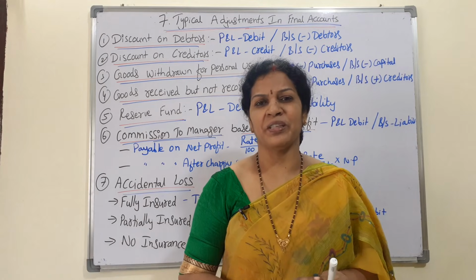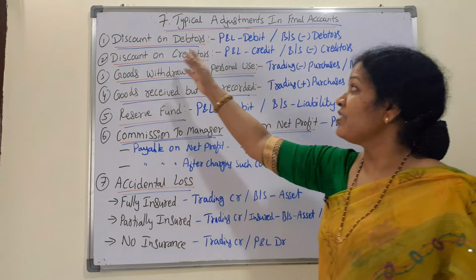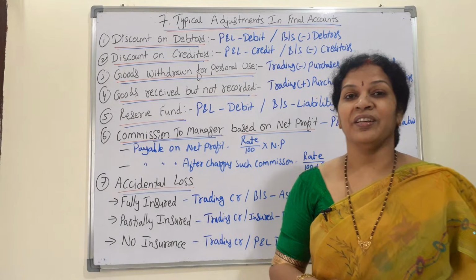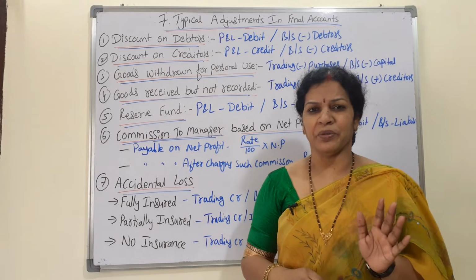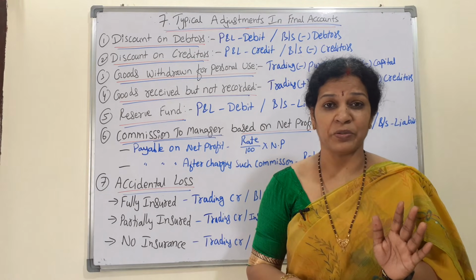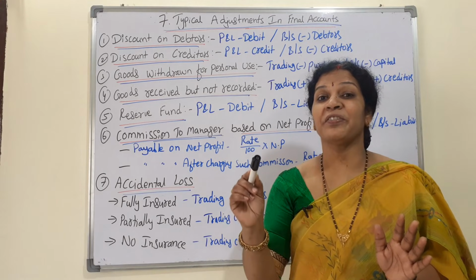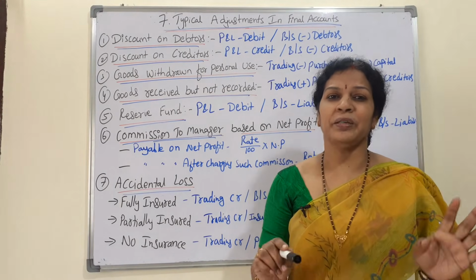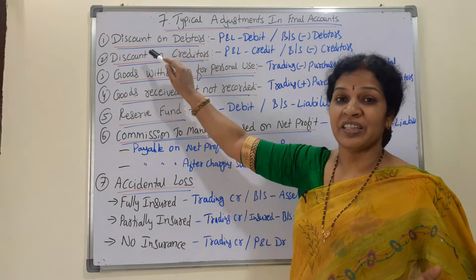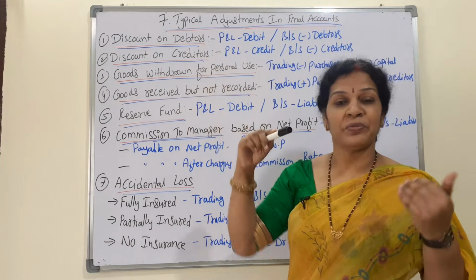Only 7 adjustments I have taken here. The first one is discount and debtors. Bad debts treatment we know. If at all bad debts are given in the adjustments, what do we do? Debit side of P&L account, and in the balance sheet deduct from the debtors. Same treatment, just like bad debts, this discount and debtors we are going to take.